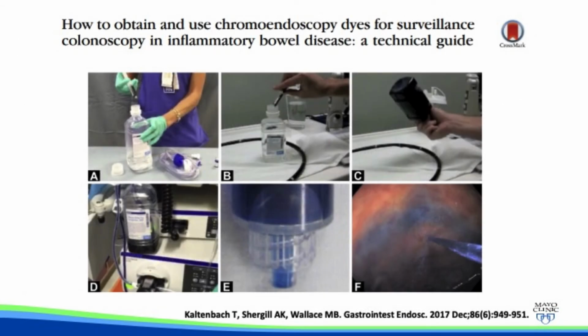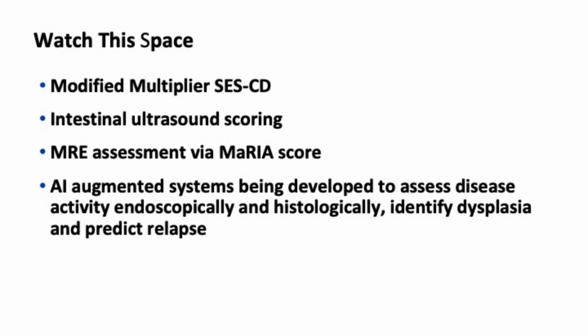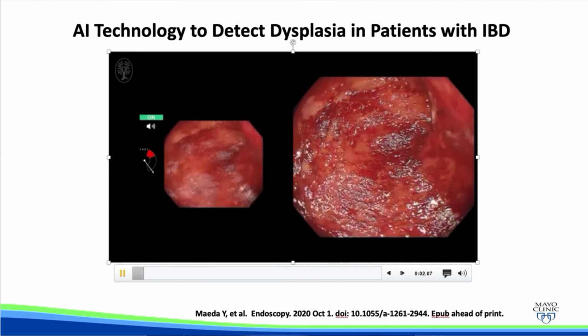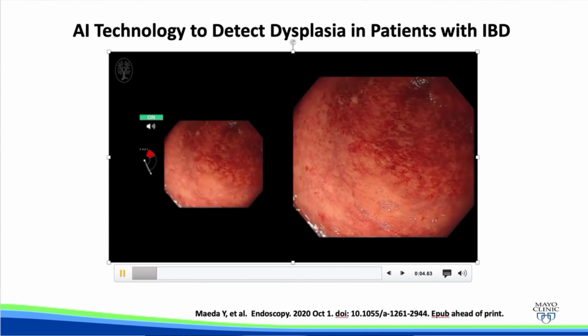If you want to learn how to use chromoendoscopy, this is a nice video published in GIE in 2017. I want you to watch this space. There are some new things coming down the pike: a modification of the SES-CD score called the Modified Multiplier SES-CD, the use of intestinal ultrasound to assess disease activity, and a score that our radiologists use called the MaRIA score. AI augmented systems are coming. They've already been approved for polyp detection, and we expect to see them for detection of dysplastic lesions in patients with IBD.